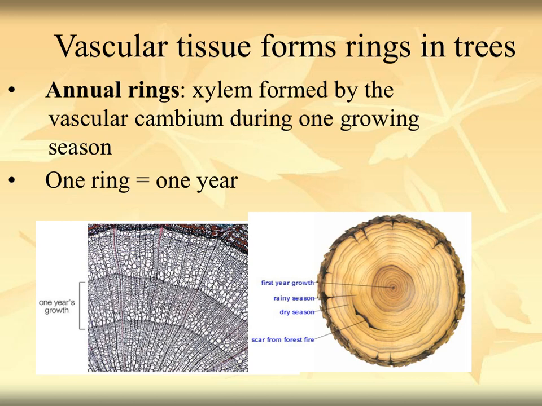So again, each year there is one annual ring added onto a tree. That vascular tissue continues to grow and grow and grow radially, out in all directions. That's what it means for it to be radial growth. Each year equals one ring.